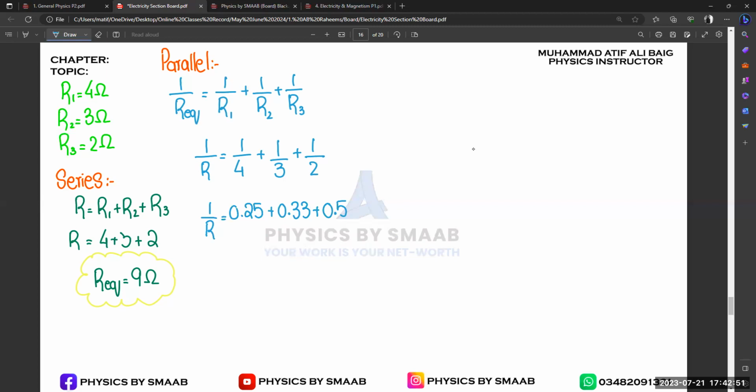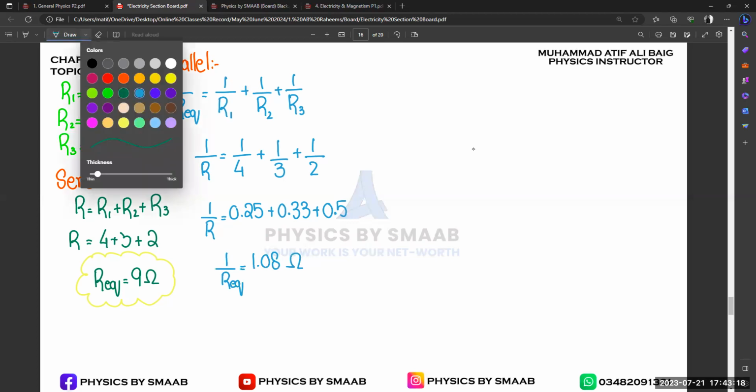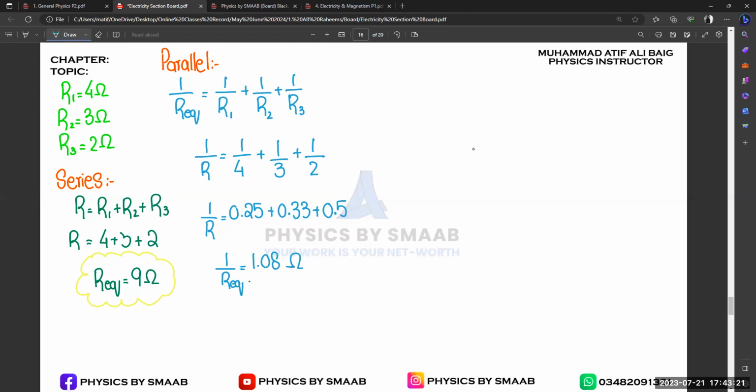No confusion, right? So we simply add these values: 0.5 plus 0.33 plus 0.25. So that is equal to 1.08. So actually 1 over R is equal to 1.08, right? But this is not our final value, because on the left hand side you can see that it is equal to 1 over R. We just need to find R only, not the reciprocal. So we need to take the reciprocal of these values. So the equivalent resistance will be 1 divided by 1.08.